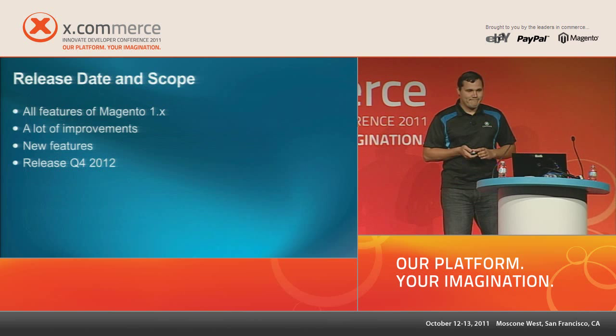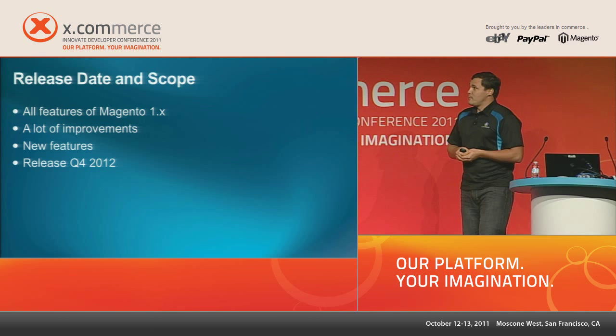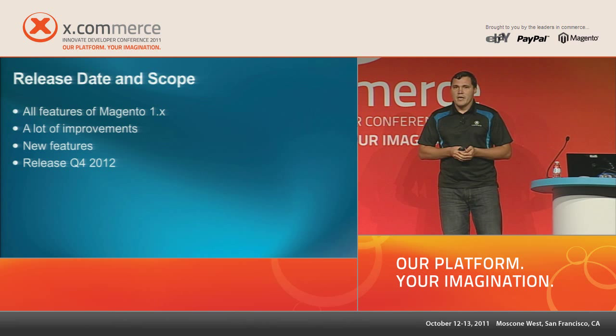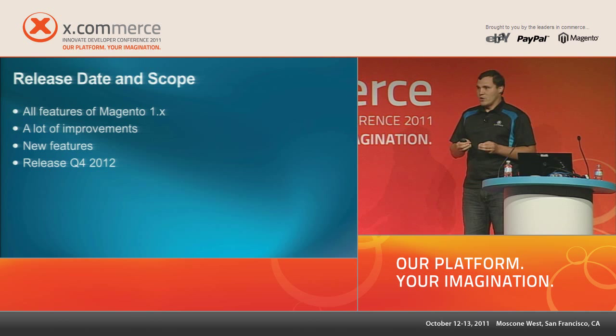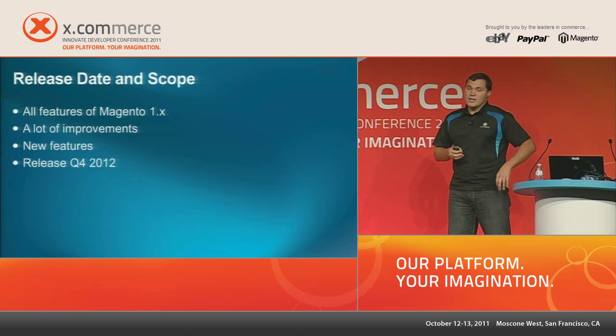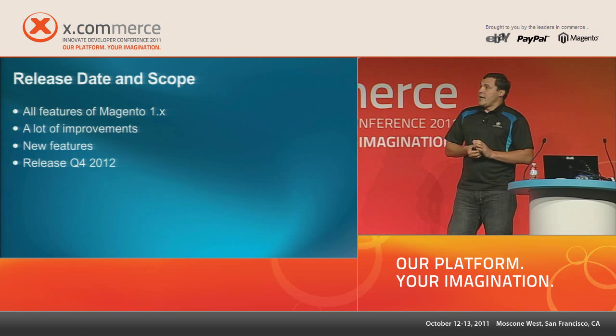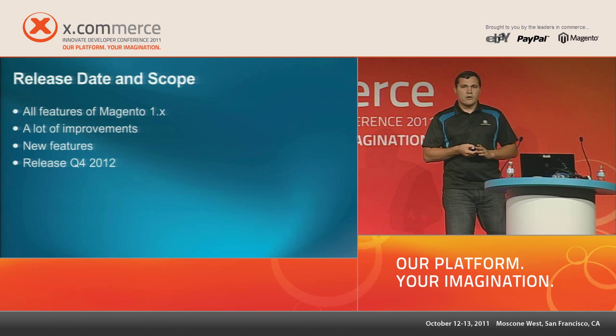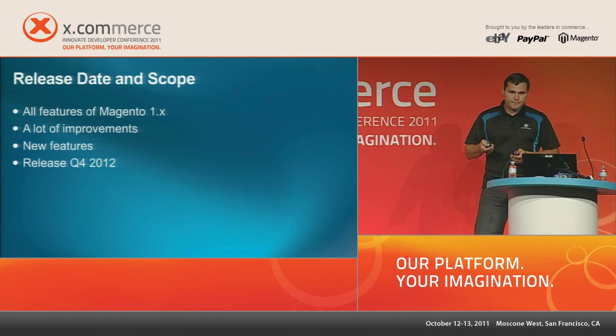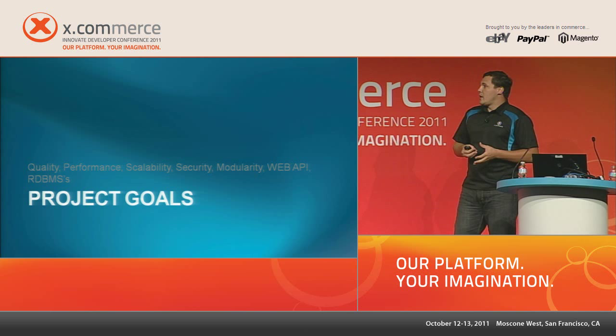What will we include in the Magento 2 release? Magento 2 will include almost all functionality that is available in Magento 1. We will resync some of it, and maybe some functionality that is not necessary in the platform anymore we will remove. I will mention some modules later. We are planning to do a lot of improvements and add new features, which I will also show you a little bit later. As for release plans, we are going to release our product in the fourth quarter of 2012. That's briefly about our plans and the goals for our project.